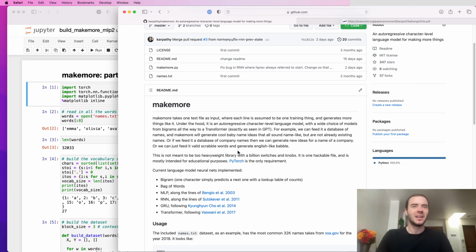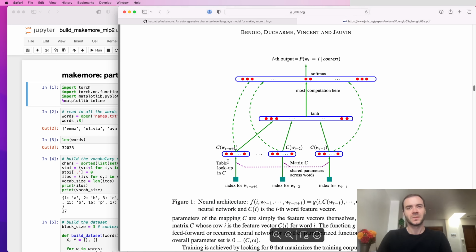Hi everyone. Today we are continuing our implementation of makemore. In the last lecture we implemented the multi-layer perceptron along the lines of Bengio et al. 2003 for character level language modeling. So we followed this paper, took in a few characters in the past, and used an MLP to predict the next character in a sequence.